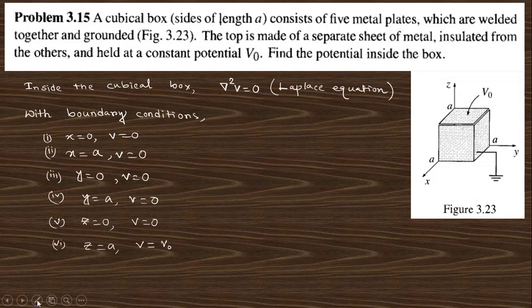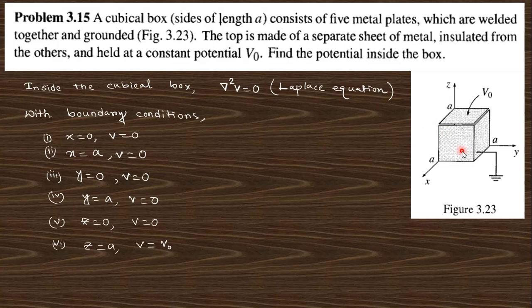Go to the next question, which says that a cubical box of side a consists of five metal plates which are soldered together and grounded. That means five are grounded, only this one is not grounded. The top is made by a separate sheet of metal, insulated from the others and held at a constant potential. Find the potential inside this box.